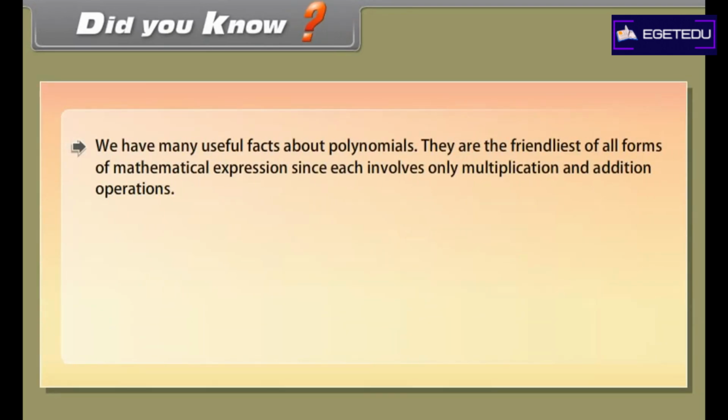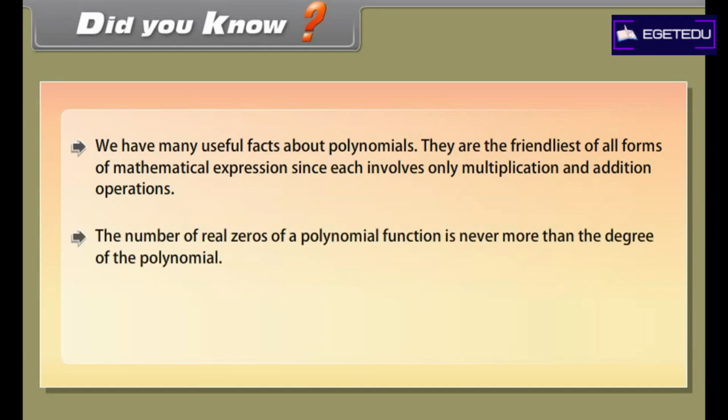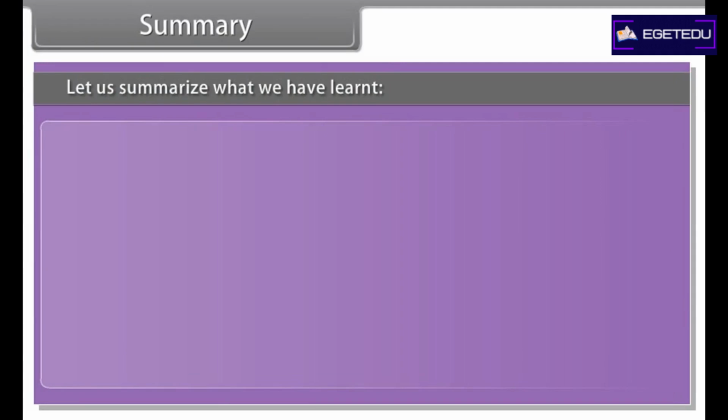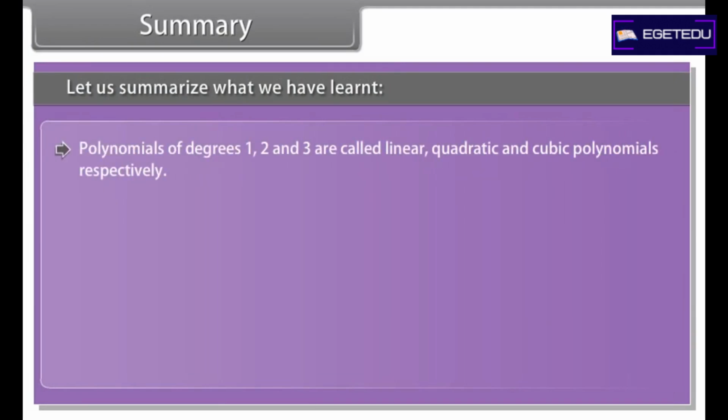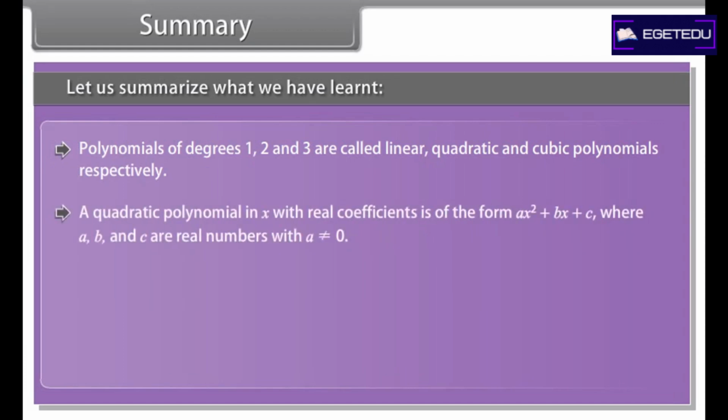Now to verify, let's see whether divisor into quotient plus remainder is equal to dividend or not. So, divisor into quotient plus remainder is equal to minus x square plus x minus 1 into x minus 2 plus 3, equals minus x cubed plus x square minus x plus 2x square minus 2x plus 2 plus 3, equals minus x cubed plus 3x square minus 3x plus 5, which is equal to dividend, hence verified.